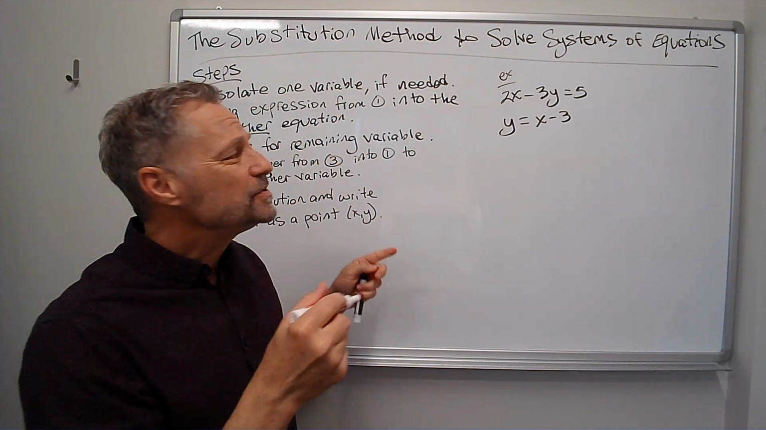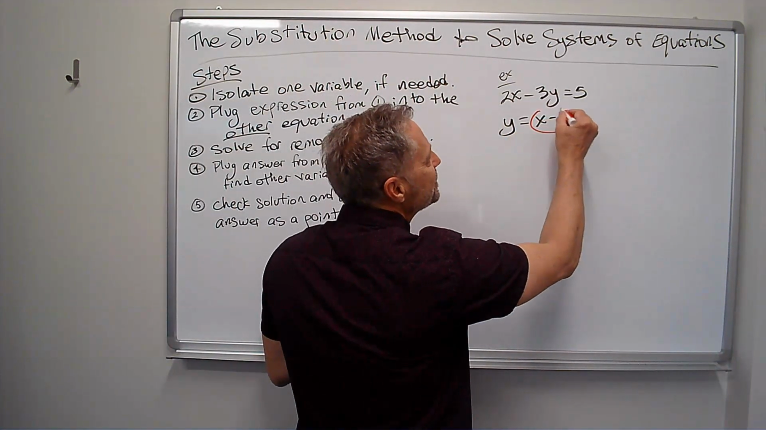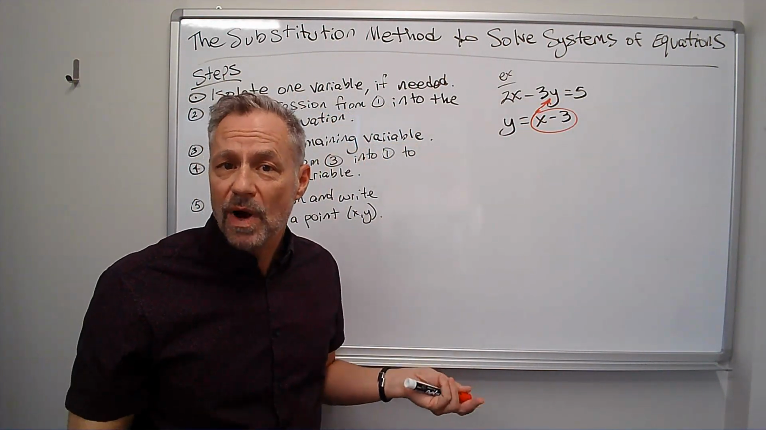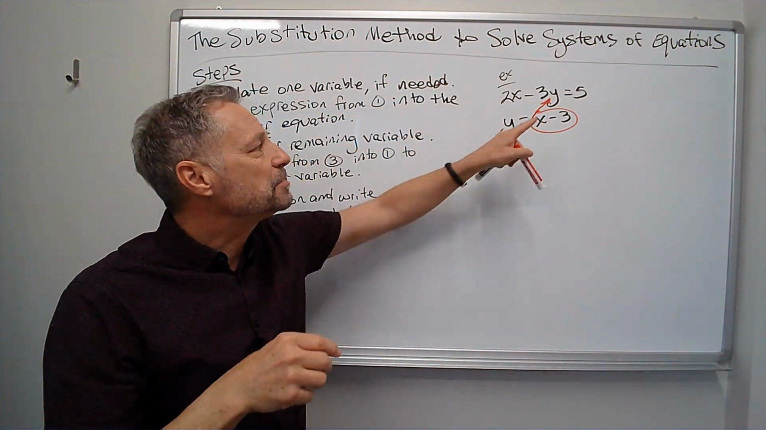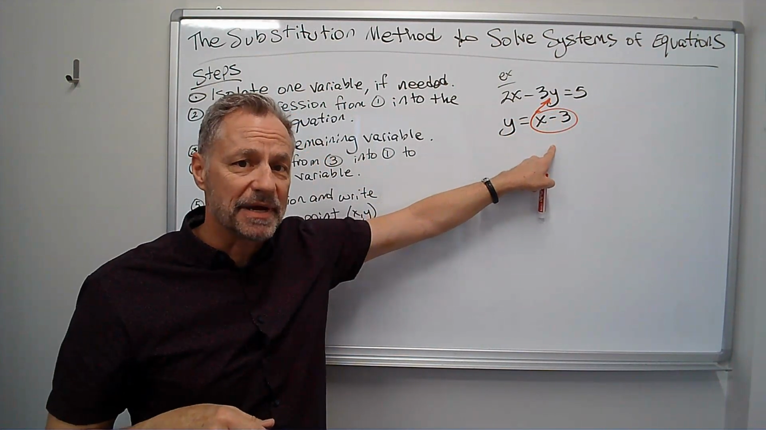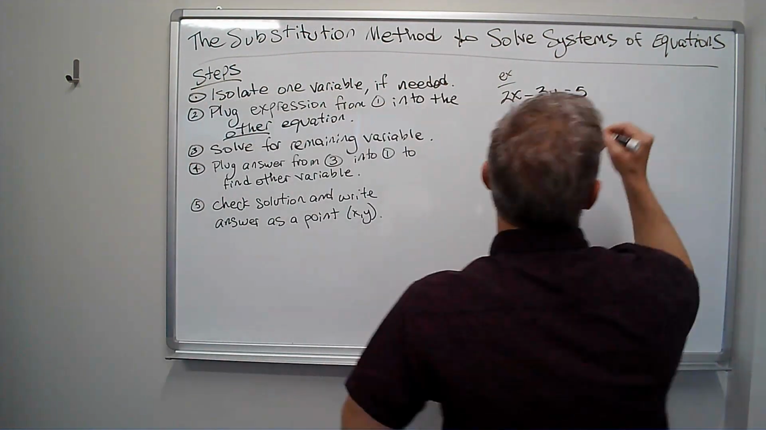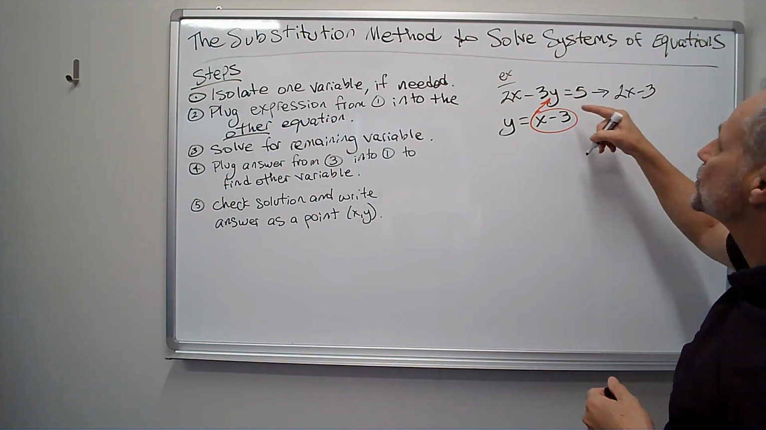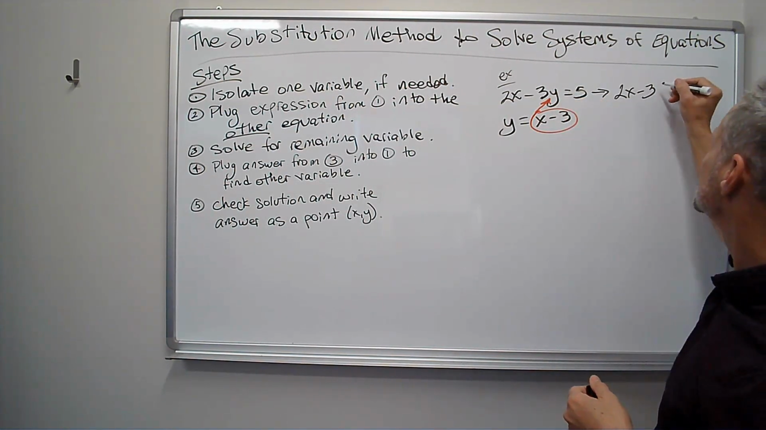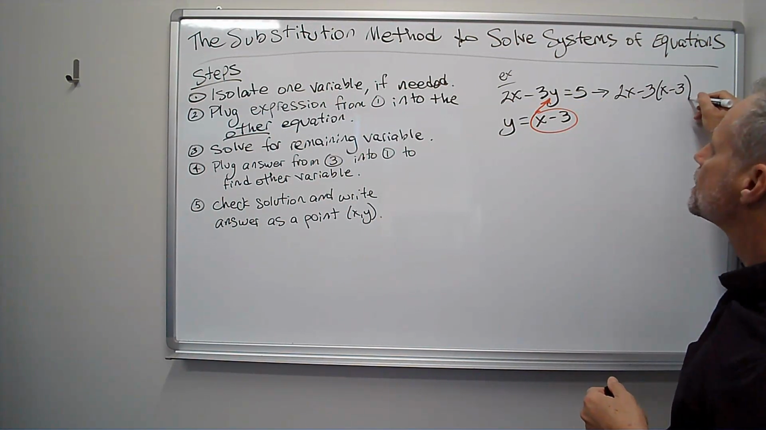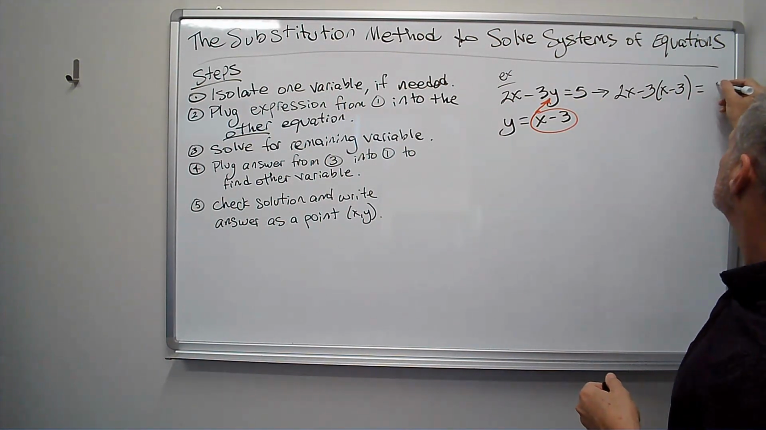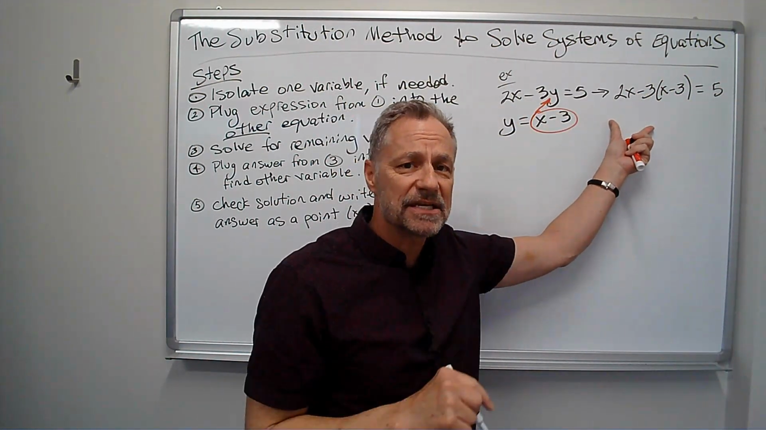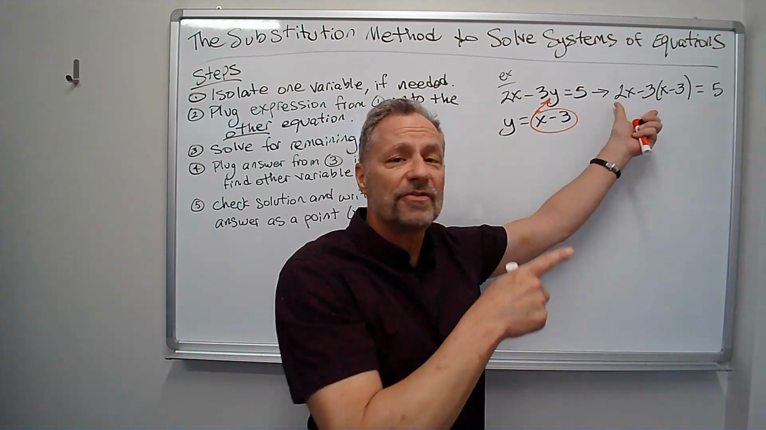So step 2 says take this side of the expression, plug it in for whichever variable it is, y in this case. So I'm just going to plug that instead of y, I'm going to plug in x minus 3. Let's see. So I come over here, I'm going to have 2x minus 3. It's not y anymore, it's x minus 3. And then equals 5. Notice this equation only has a single variable left. I'm going to solve for x.